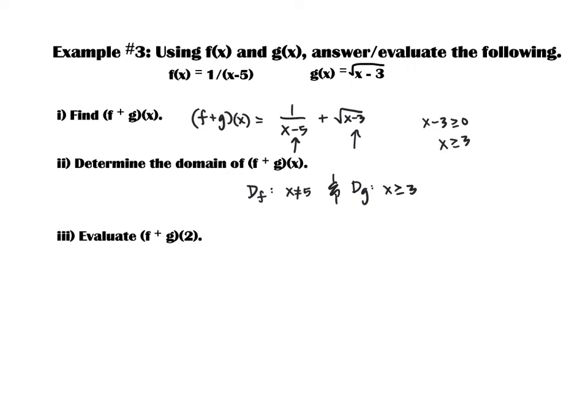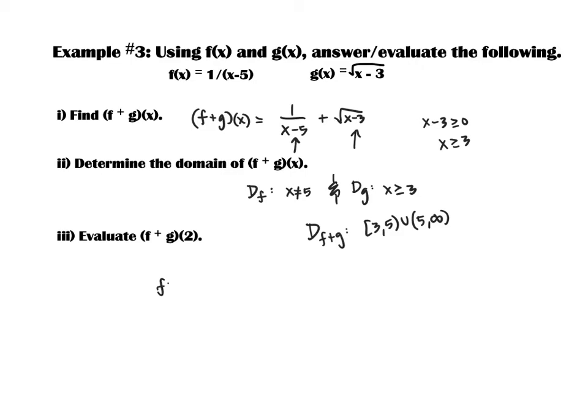So if this new function has to be greater than or equal to 3 for its domain, but can't equal 5, then the domain of f plus g will have to be, I'm going to put it in interval notation here, 3 up to 5, unioned with 5 up to infinity. Union means in addition to. So there's this gap at 5. Therefore, that would account for all values greater than or equal to 3, not equaling 5. That'd be the domain of f plus g.